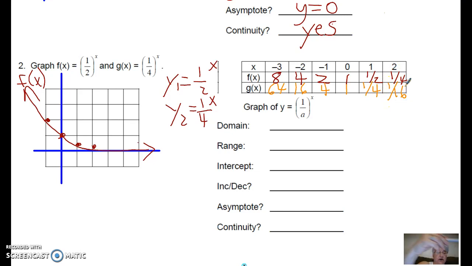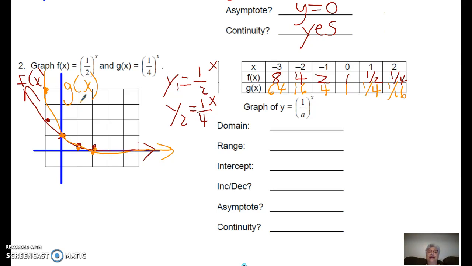So, quickly graphing our function. At -1, I have 4. And at 0, again, I have 1. At 1, I have 1/4. And then at 2, I have 1/16, which is very close to y equals 0, or our x-axis. So now I've just graphed g of x. And you can see that g of x is steeper because it's 1/4 raised to that power.